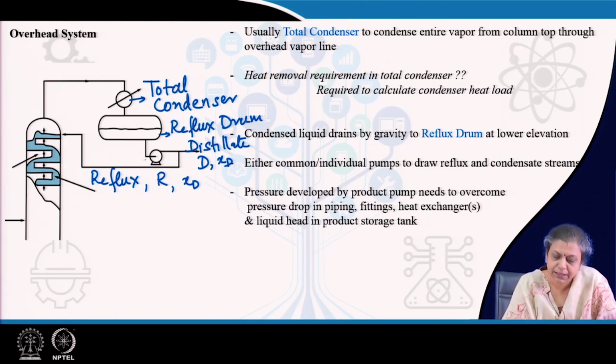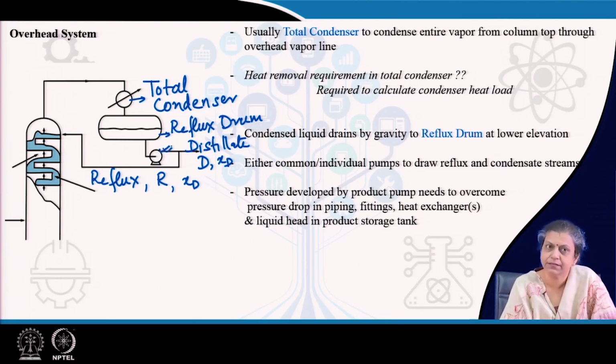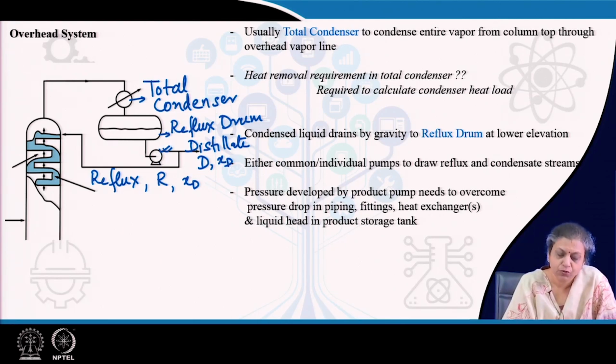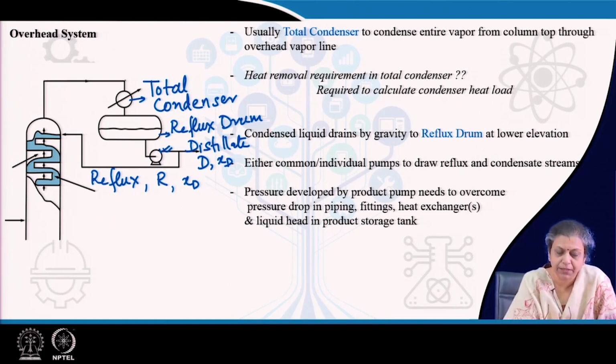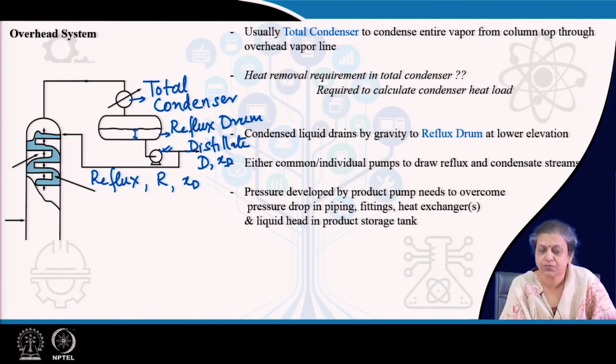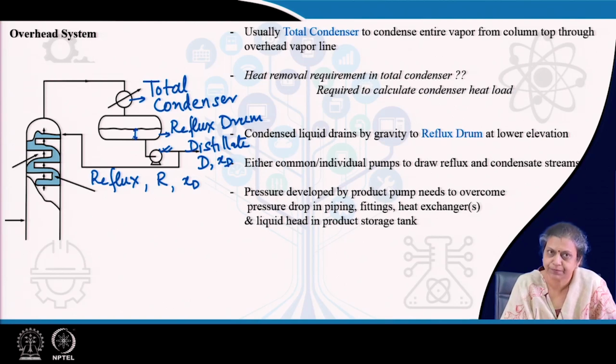Now, definitely the liquid has to be pumped out from the reflux drum. You can either use a common pump as you have done in this case. It can also be that you have two different pumps for the distillate as well as for the reflux. And the pressure which is developed by this product pump, what does it need to overcome? It needs to overcome the pressure drop in the piping, the heat exchanger or the condenser, and also the liquid head in the product storage tank or the reflux drum.